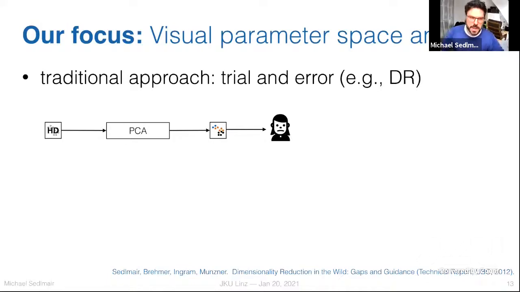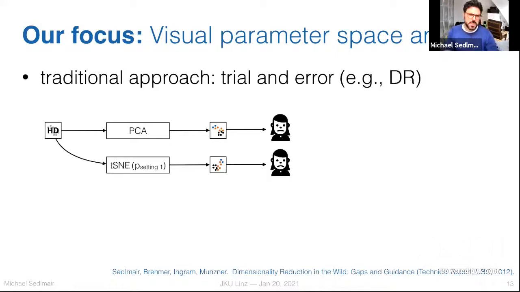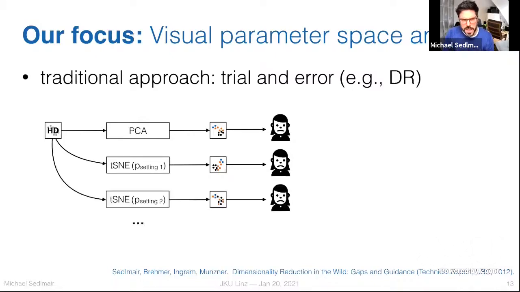I don't see the patterns that I expected. So then they use another one, and this is now a parametric one, like use t-SNE, for instance, with a first parameter setting. They're even more unhappy. They try a different parameter setting.